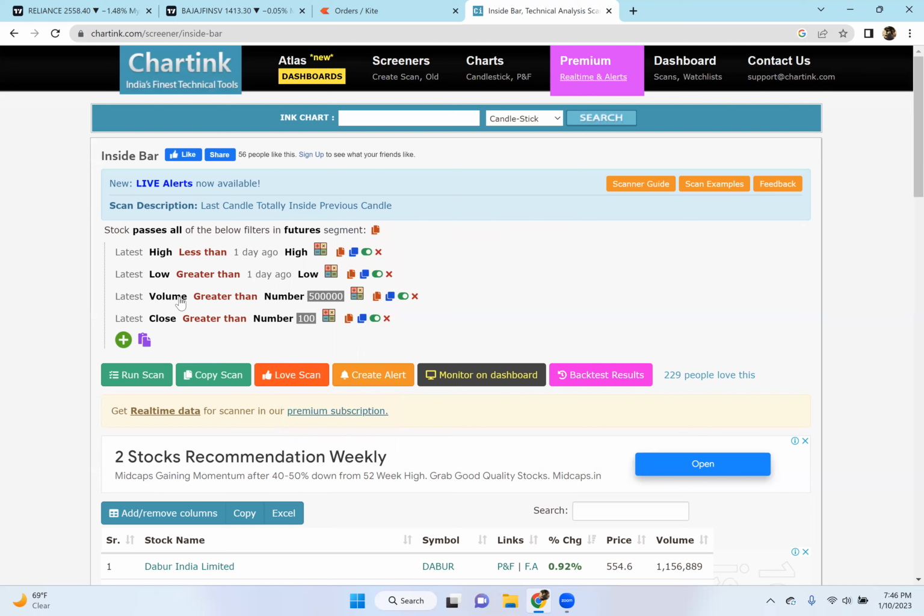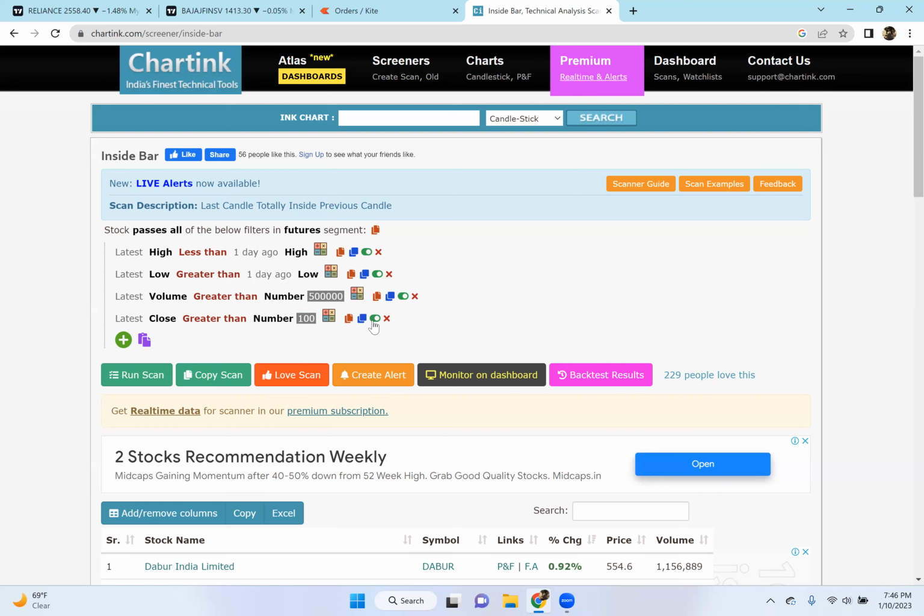In addition, he has put a filter criteria that the volume should be high. He has said that the volume should be higher than 500,000. So don't look at some penny stock where the volume typically is not high. So he has put the volume condition. Latest close is greater than 100. So this particular person doesn't want to trade on something which is less than 100 rupees.